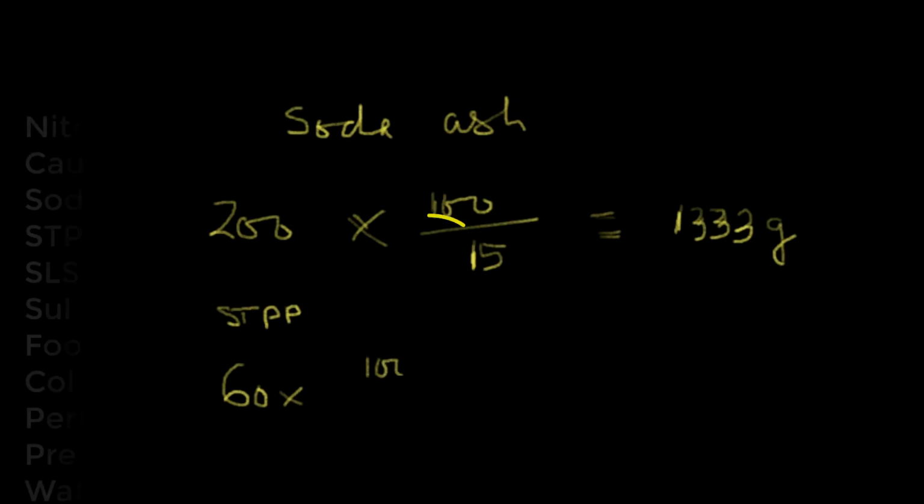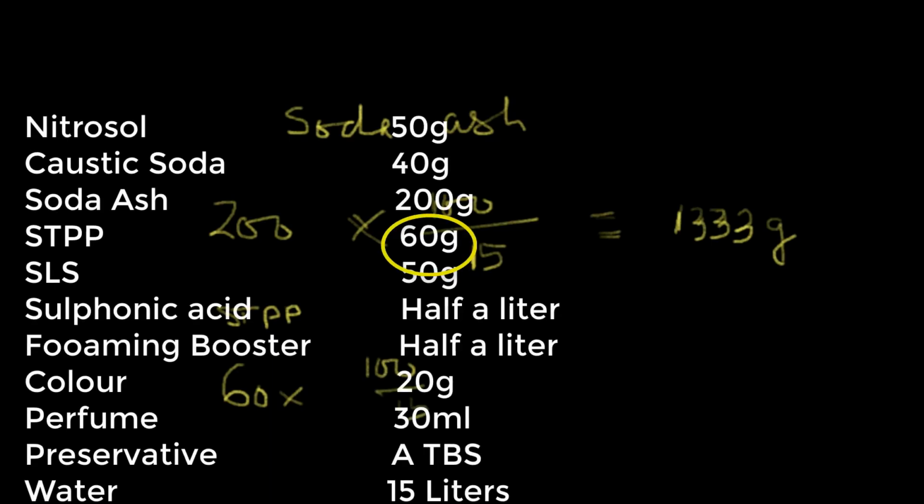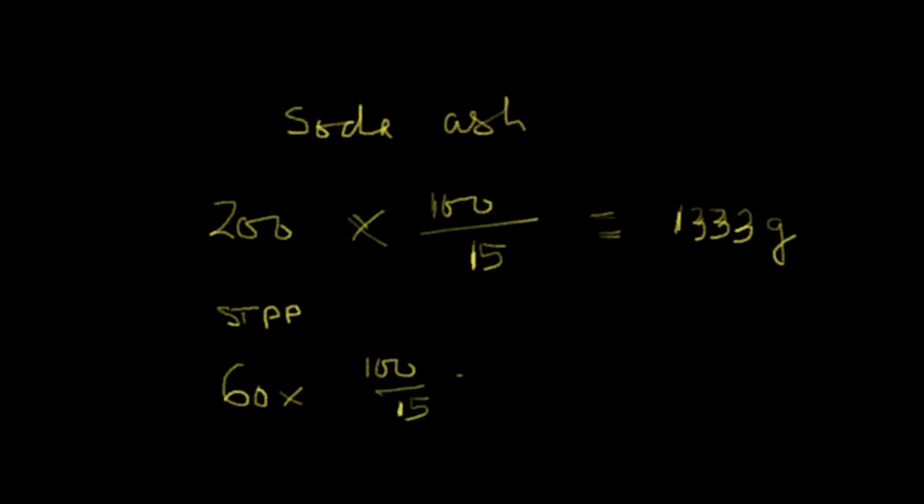Now for STPP, you do the same thing. You pick this 60 here, and then you multiply it by 100 over 15, and then you get 400 grams. Now do the same thing for SLS, sulfonic acid, foaming booster, etc., to get the quantities of materials required to produce 100 liters of liquid soap. So this is all it takes for you to calculate the quantity of recipe required for you to produce certain quantity or volumes of liquid soap you want to produce.